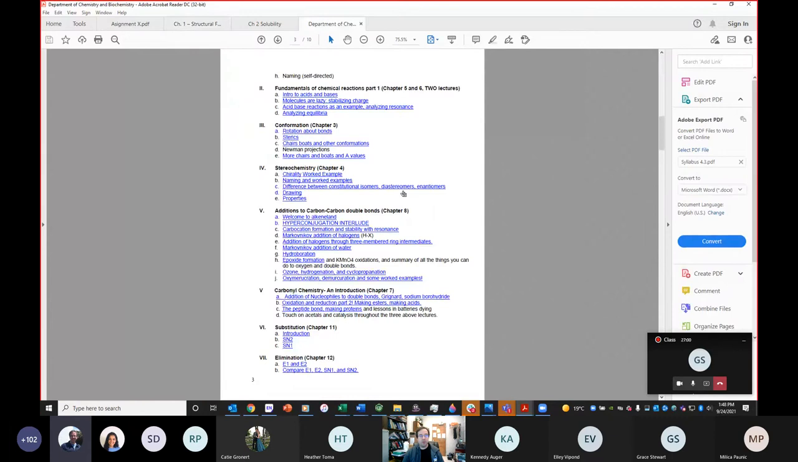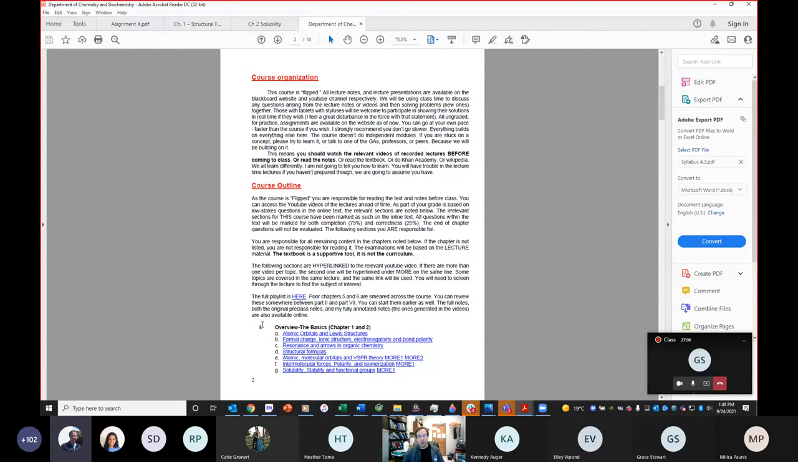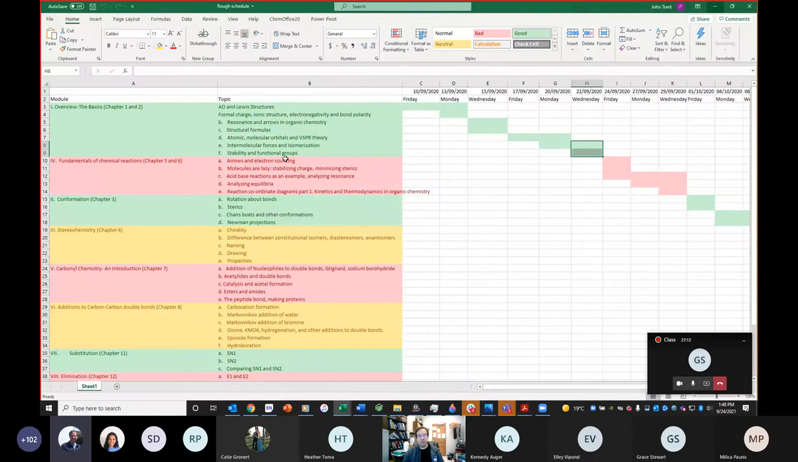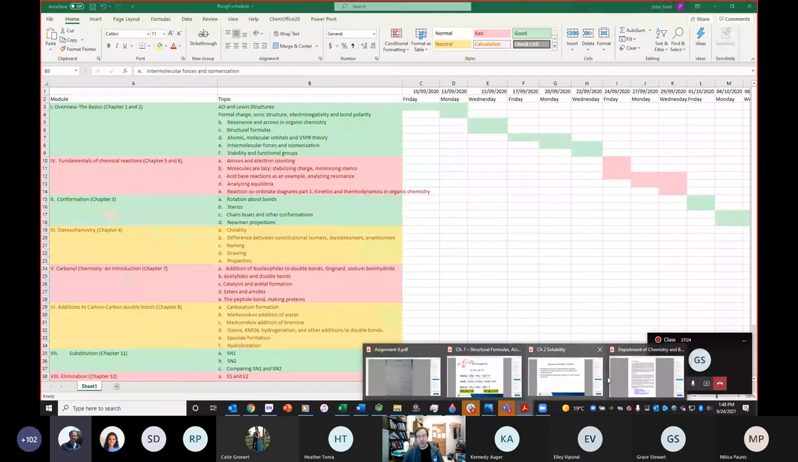It has titles for subjects with links to videos. Notice 1G is solubility, stability, and functional groups. And today we are doing stability and functional groups, and up here we did intermolecular forces and isomerization. So these subjects fall under the overview of the basics, chapters 1 and 2. As you notice, the syllabus is divided up that way.